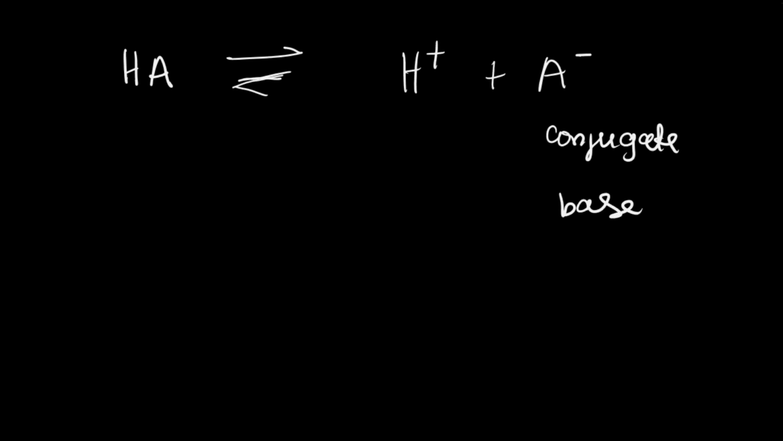So if we're to reverse this reaction, we have the acid here, and this is a reversible reaction. So we have H plus and A minus. So this is the conjugate base, right? Conjugate base, and this is the acid.